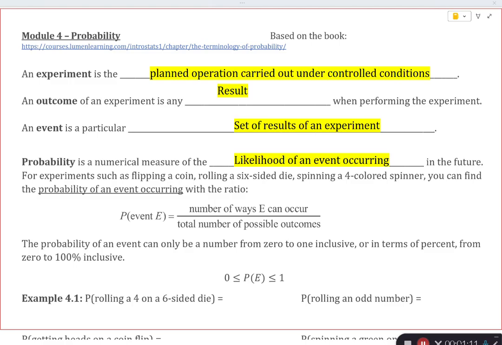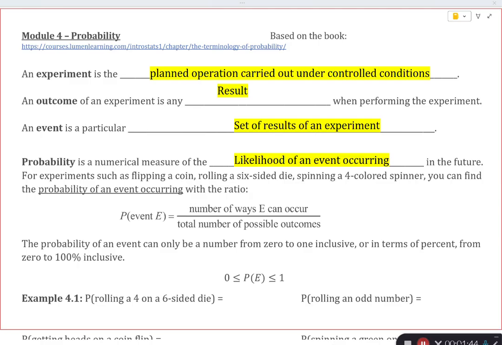So an experiment is the planned operation carried out under controlled conditions. We're going to be looking at a bunch of different experiments, and basically that's where we are defining what we're doing within the example or within the problem. An outcome of an experiment is any result when performing the experiment. So we could be looking for green, or we could be looking for the number 3, or we could look for those that failed a test or something like that. So that would be the outcome. An event is a particular set of results or set of outcomes of an experiment.